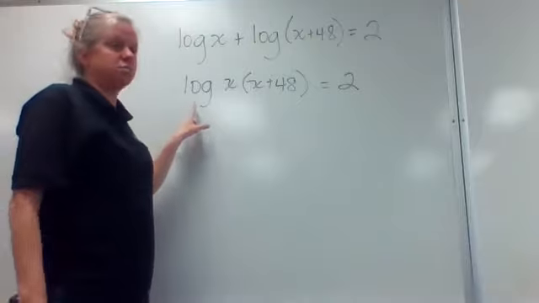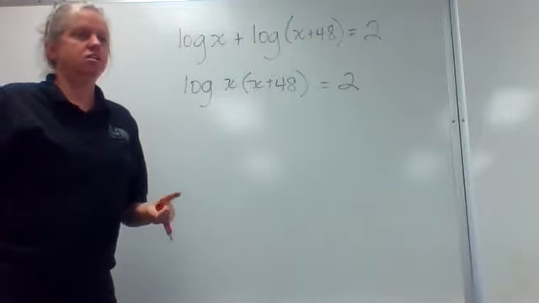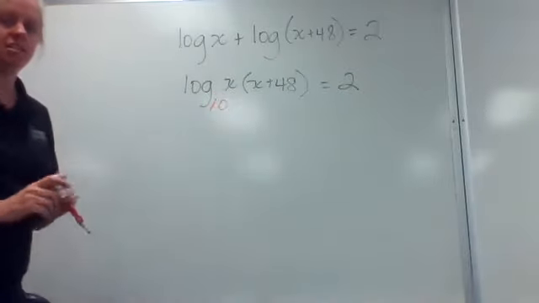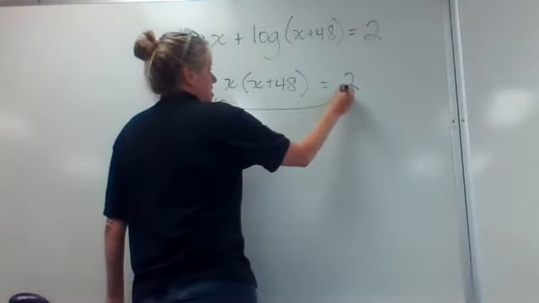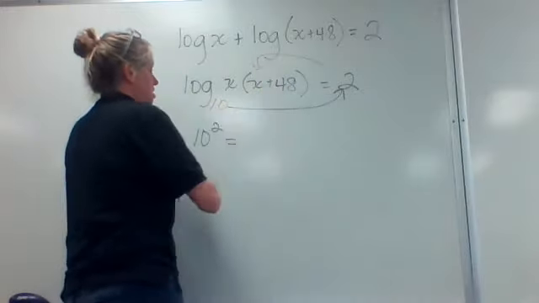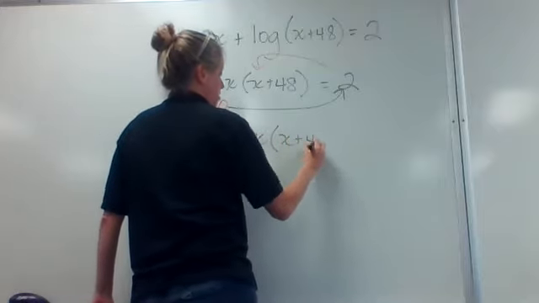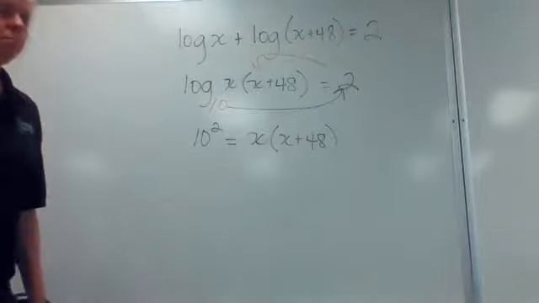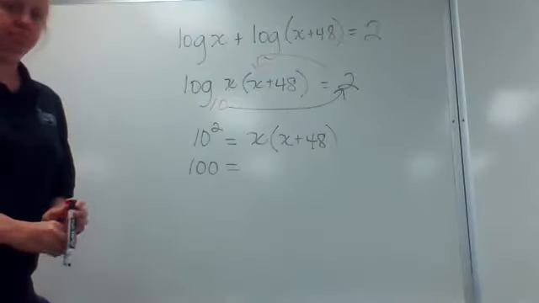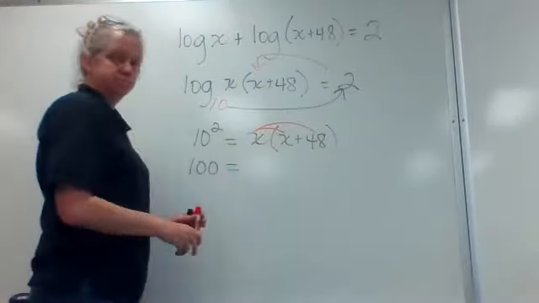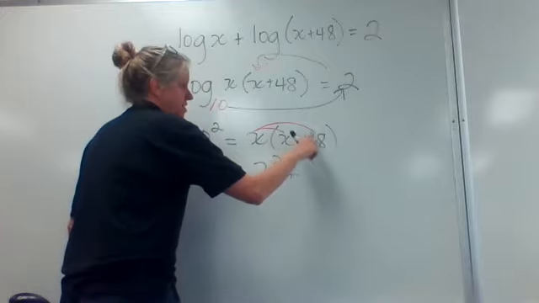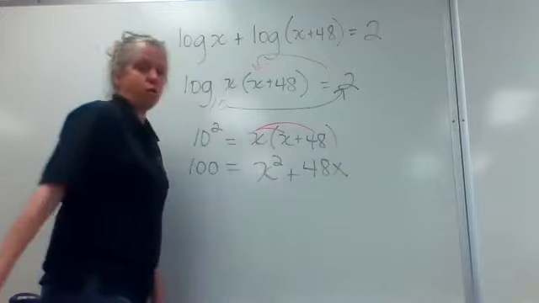So now the reason I did that is because now I do just have one log. So do like what we've been doing. I don't see the base, which means it's 10. So how do I write this? 10 squared equals what's in this position, which is x times x plus 48. Solving for x, 10 squared is 100. Equals, distribute this x. X times x gives me x squared plus x times 48 is 48x.